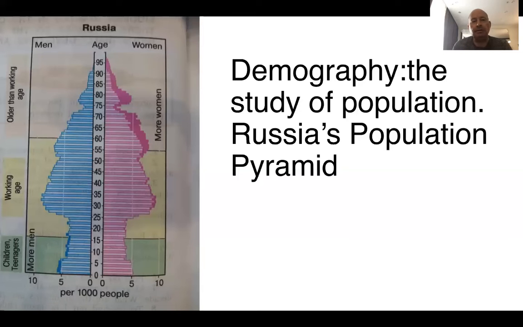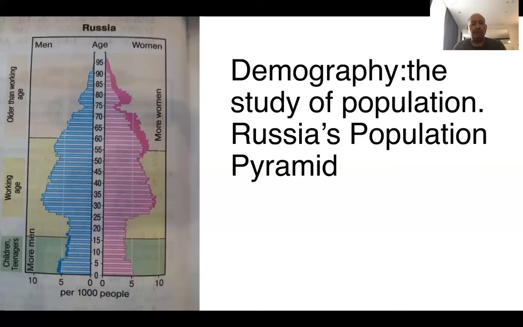Now, what you can also see in the population pyramid is that it's divided into 3 sections. The first section at the bottom is children and teenagers. Above that is people of working age, and above that is people who are older than working age. Now, something noticeable about the pyramid is that it has a large bulge in the middle. The middle part of the pyramid is wider than the areas above or below.